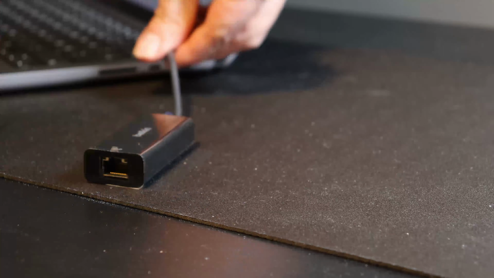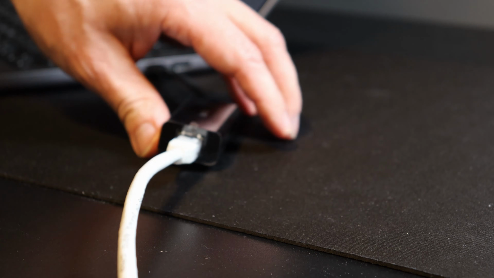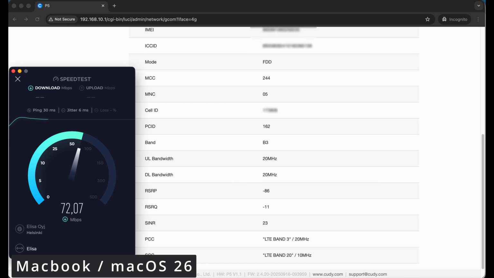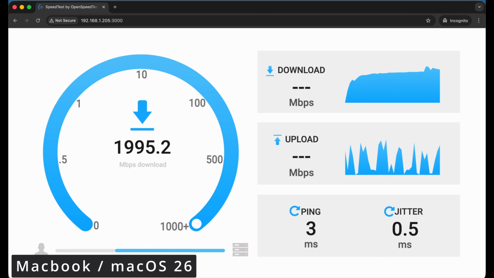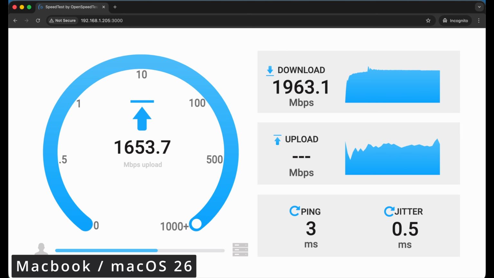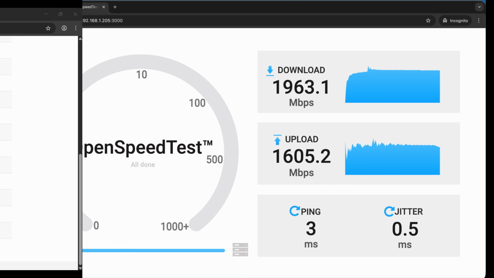Next we move on to the Belkin adapter, and the pattern continues immediately. Starting with macOS connected to the 5G router, we see exactly the same behavior as with the Bluecloud adapter. The performance is clearly below what it should be and nowhere near stable. When switching to LAN and running OpenSpeed test, the performance returns to normal levels. So once again the adapter itself works perfectly fine on local traffic. The problem appears only when macOS 26 communicates with the 5G router.